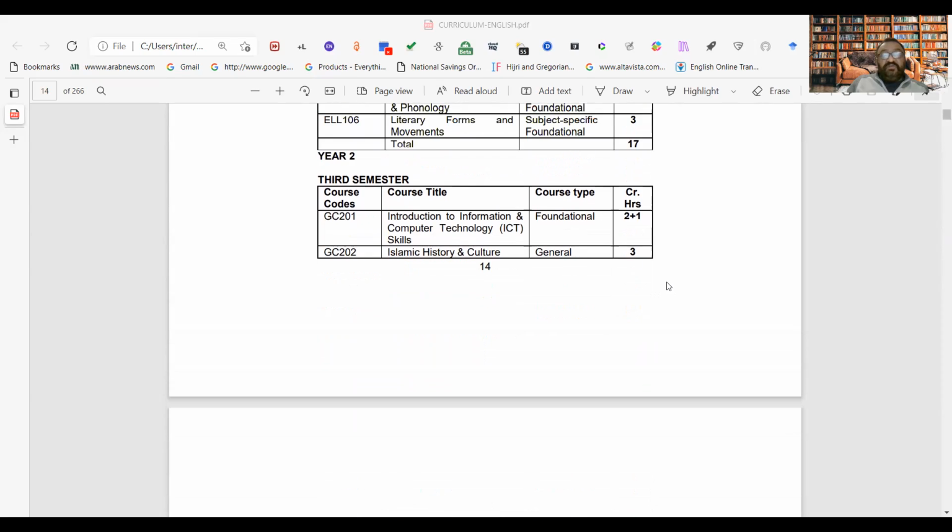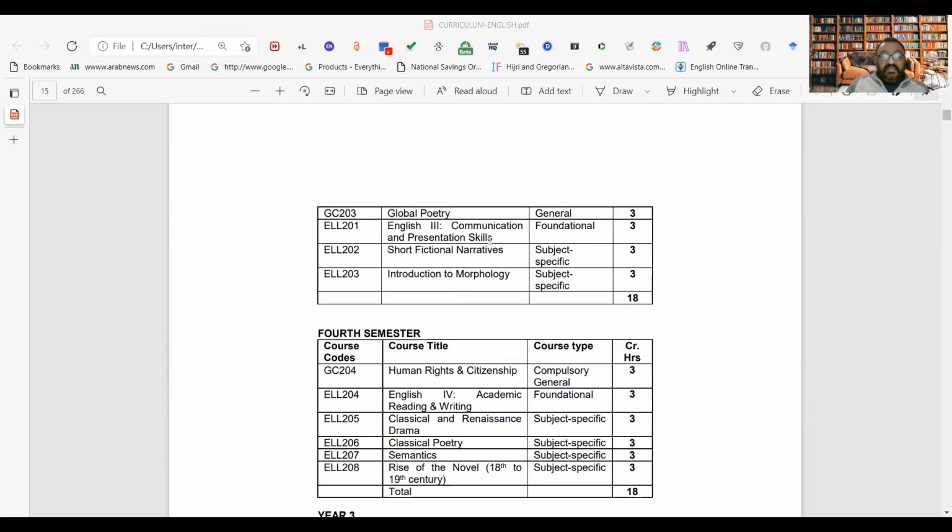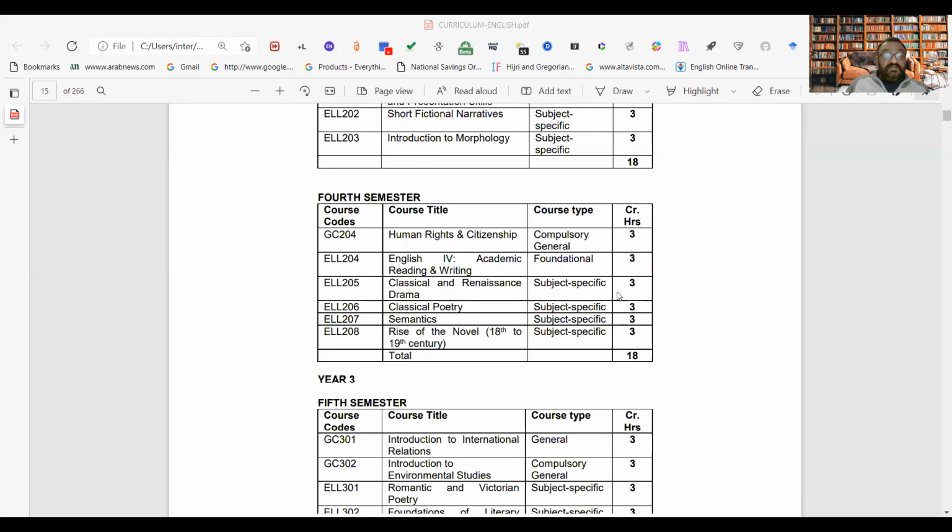Now, if you go to year two, third semester: Introduction to Information and Computer Technology, ICT skills, foundational, 2 + 1 hour. Islamic History and Culture General, 3 credit hours. And English 3 Communication and Presentation Skills, this is foundational, 3 credit hours. Short fiction, narratives, subject-specific, 3 credit hours. Introduction to Morphology, subject-specific, 3 credit hours, total 18 credit hours for this third semester.